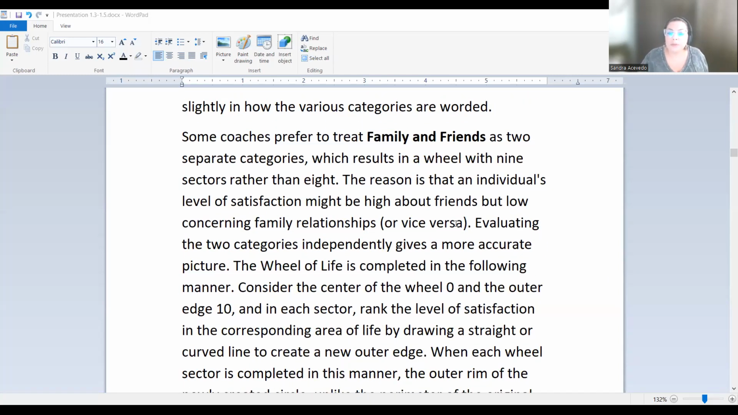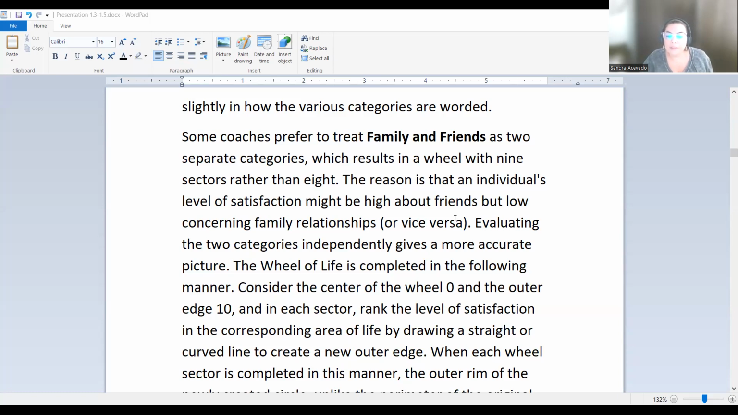Some coaches prefer to treat family and friends as two separate categories, which results in a wheel with 9 sectors rather than 8. The reason is that an individual's level of satisfaction might be high about friends, but low concerning family relationships, or vice versa. Evaluating the two categories independently gives a more accurate picture.